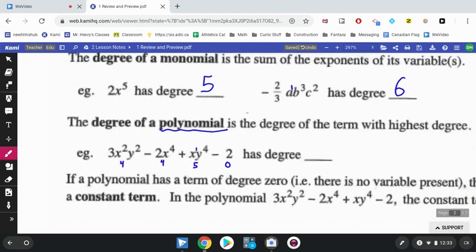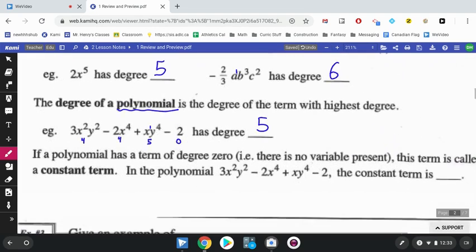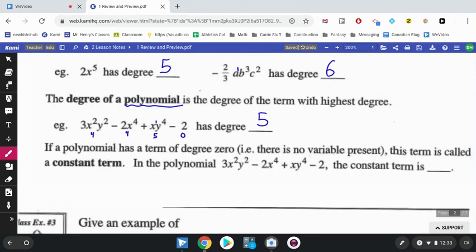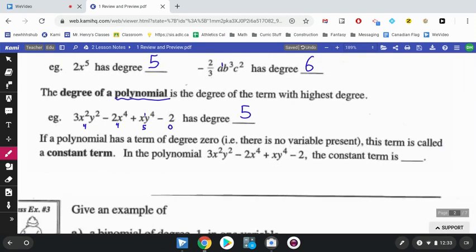So I go through the polynomial and I say, well, what is the degree of each term? And then I combine it and say the highest of those numbers is 5. So individually I add it all up, but then when I'm finding the degree of a whole polynomial, I just pick the largest number. And down below it says the polynomial has a term of degree 0 if there is no variable present. And that is called the constant term. A term without a variable we call the constant.